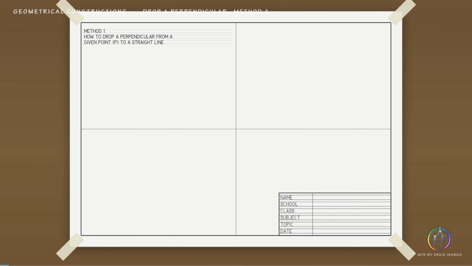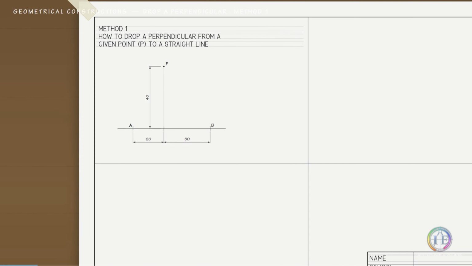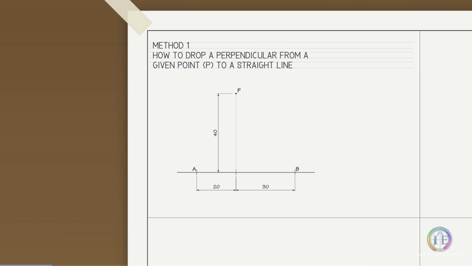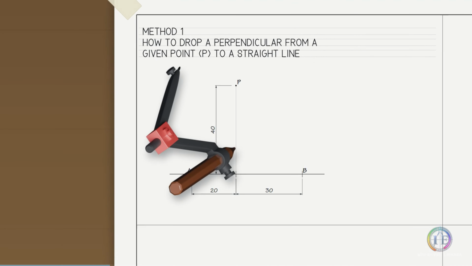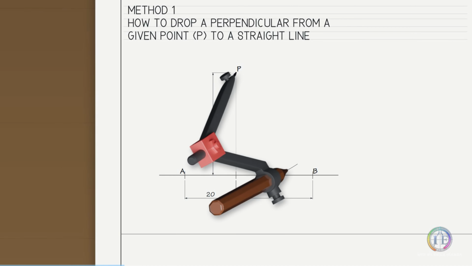We continue the geometrical construction series on a new drawing sheet. The straight line AB and the given point P have already been constructed. We shall now drop a perpendicular from point P to the straight line AB. With P as the center, draw an arc to cut the line at X and M.